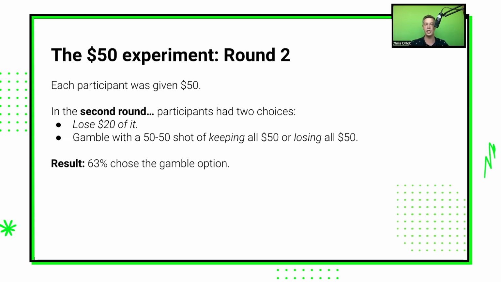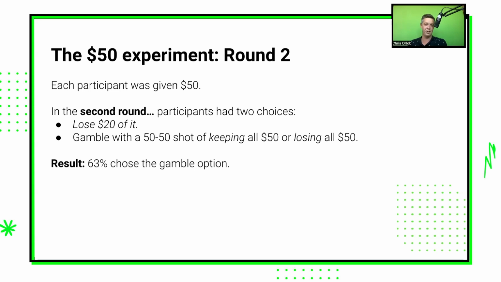But here's where things started to change. In the second round, participants had 2 choices. They could lose 20 of the $50, or they could gamble with a 50-50 shot of keeping all 50 or losing all 50. Now the result in this case, and I want to see if you caught the kind of strange thing about this. Look really close. If you have to rewind 60 seconds to see round 1, I want you to catch what was kind of odd about this. The result in this one is now, instead of, I think it was 43% chose the gamble option, now 63% chose the gamble option.